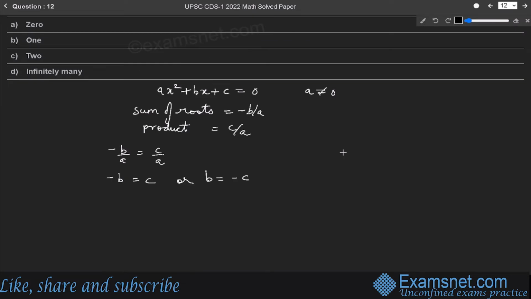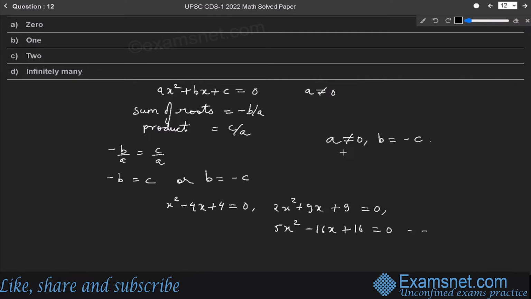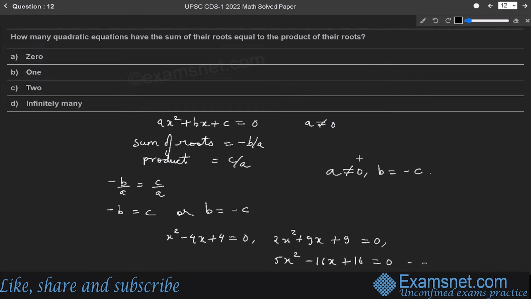For example, x square minus 4x plus 4 is equals to 0. 2x square plus 9x plus 9 is equals to 0. 5x square minus 16x plus 16 is equals to 0, and so on. So we can say that there can be infinite many quadratic equation possible for the condition a is not equals to 0 and b is equals to minus c. Therefore the correct option for this question is option number D, which is infinitely many. I hope this question is clear to you.